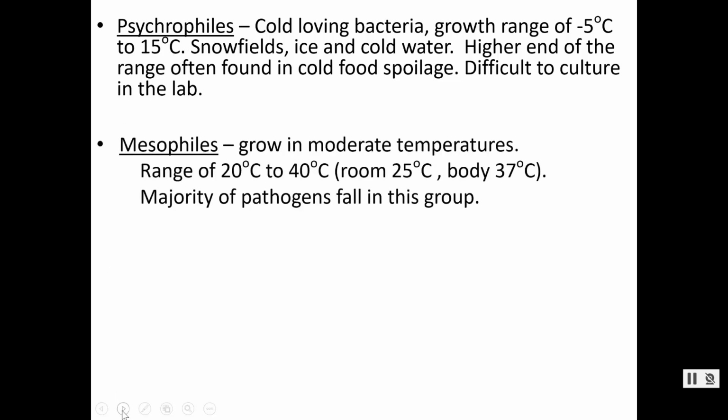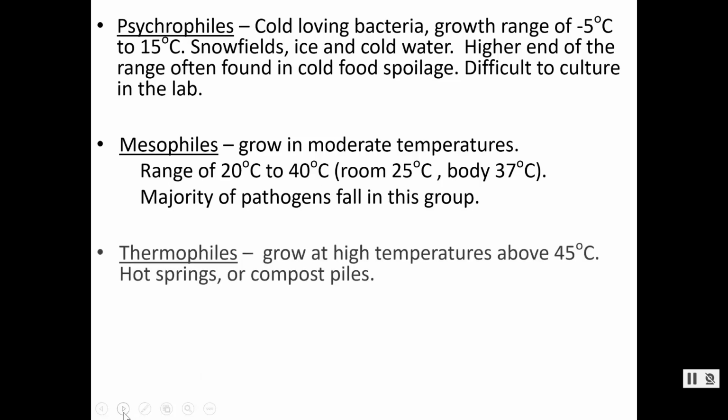Most of the ones that cause us disease, almost all of them, I would say all of them, are mesophiles. Meso, so think moderate temperatures, mesophiles. And this ranges 20 degrees Celsius to 40 degrees Celsius. For your frame of reference, we've already defined body temperature is 37 degrees Celsius. Room temperature is about 23, 24, 25 degrees Celsius. So you can see room temperature and body temperature is where these organisms thrive well and grow well. So a range of 20 to 40. So all of our pathogens, the ones that affect us in our body, fall into this group. All right, those are mesophiles.